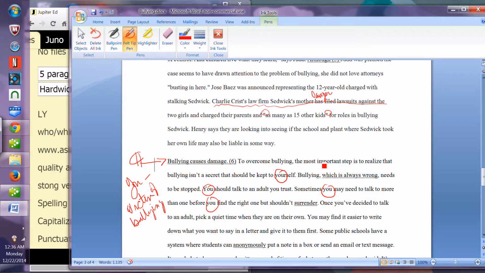To overcome bullying, the most important step is to realize that bullying isn't a secret and should not be kept as a secret. And so you're going to have to figure out a way to get rid of these yous. Bullying, which is always wrong, needs to be stopped. You should talk to an adult you trust.